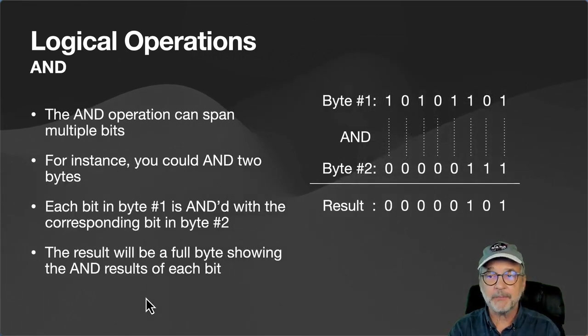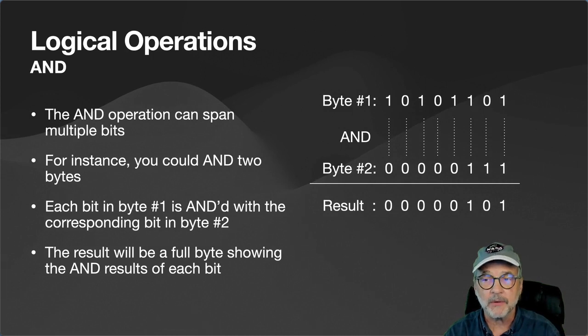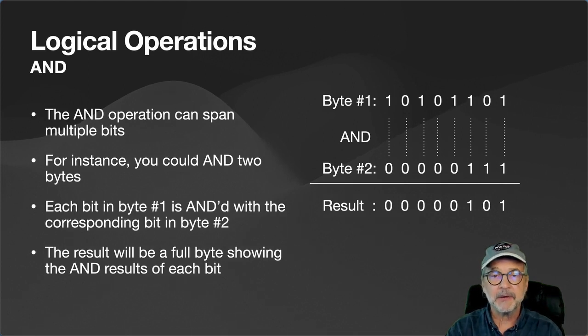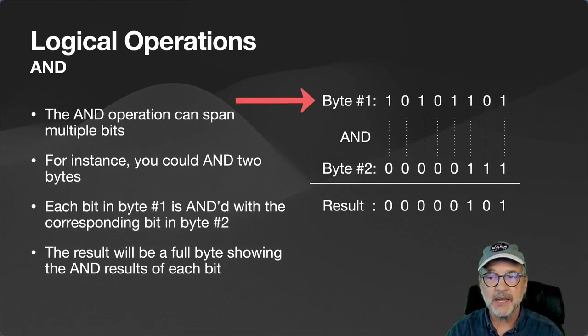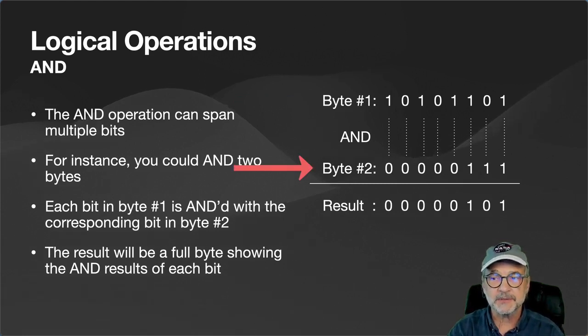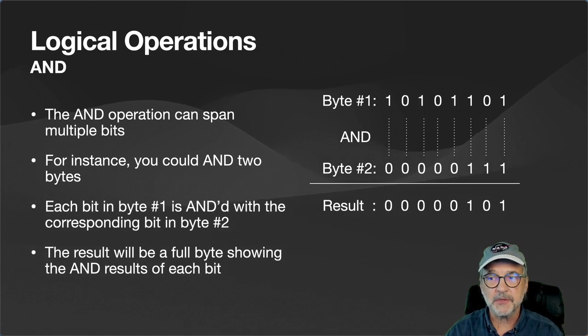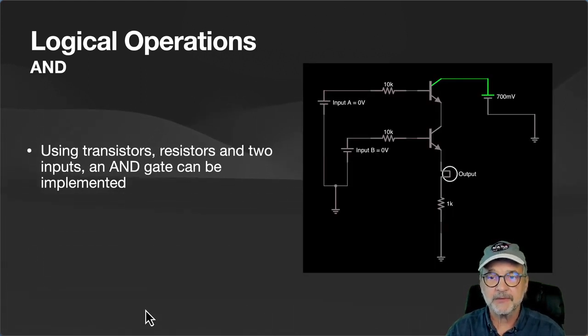Now, the AND can happen with an entire byte, or an entire word, or an entire double word, or an entire quad word. It simply takes each bit and compares it with its corresponding bit in the other byte, and then gives us a result. So in this case, from left to right, we have 10101101, and then we have 00000111, and starting from the right to left, the first bit, 1 and 1 is a 1, the second bit, 0 and 1 is a 0, the third bit, 1 and 1 is a 1, and so forth and so on. So each bit is compared, and the result is what you see there in the result byte.